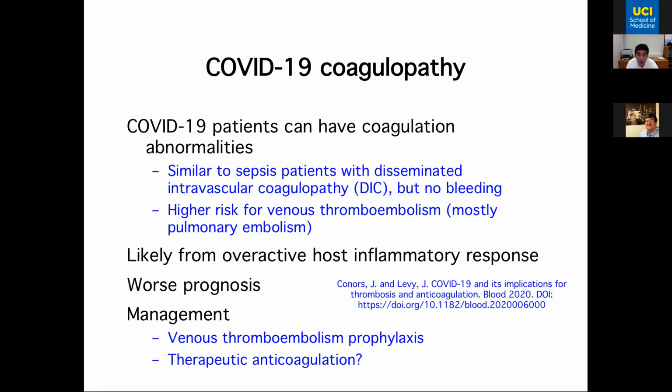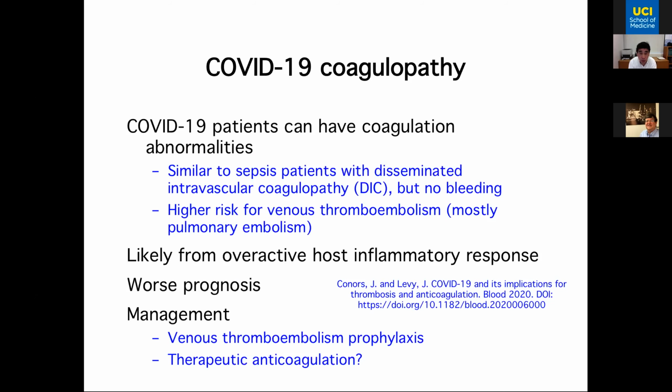Now, in the 1 month since we had our first discussion of this, we've learned some new presentations. So there's a lot of interest so far in something called a coagulopathy, which is a coagulation abnormality or a clotting problem. And so we've seen that some COVID-19 patients have a propensity to form clots. This is something similar to what we see in sepsis patients who have something called disseminated intravascular coagulopathy. There's some distinctive things about the COVID-19 presentation.